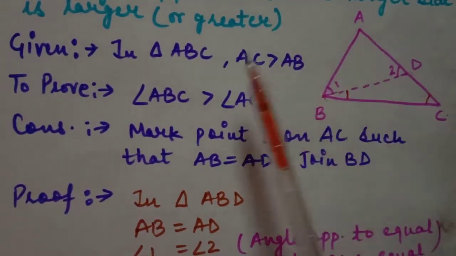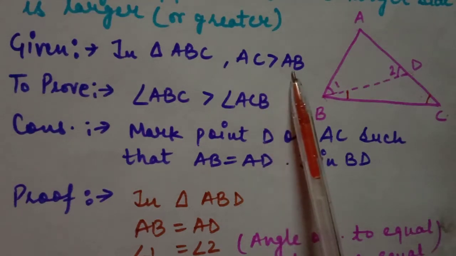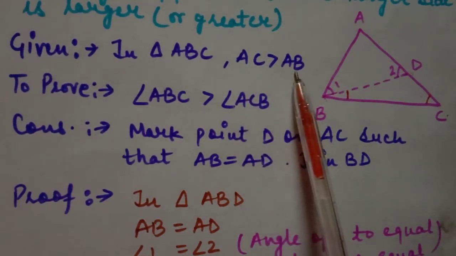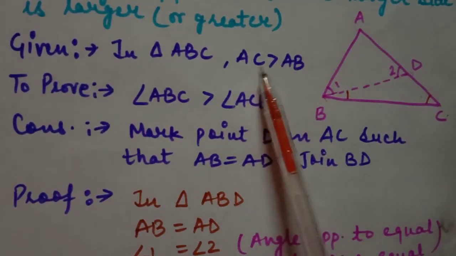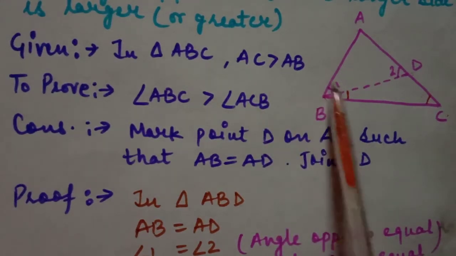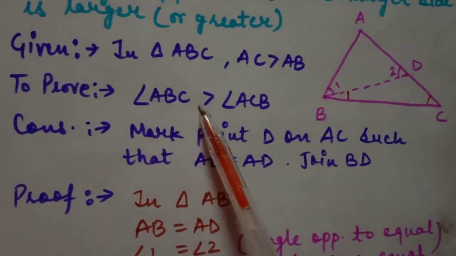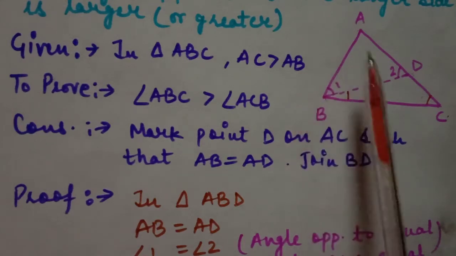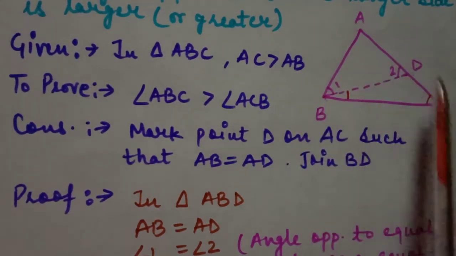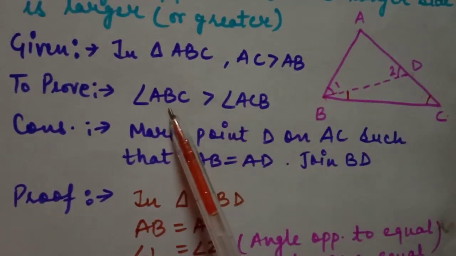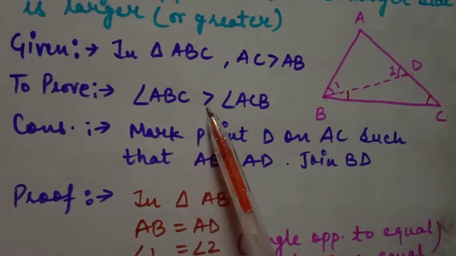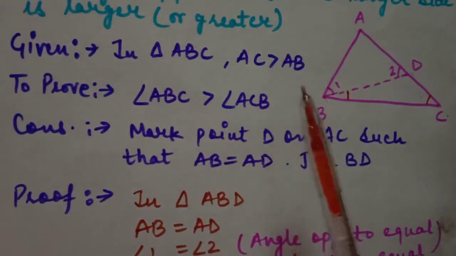In triangle ABC, we took AC greater than AB. So definitely the angle opposite to AC, which is angle B, it means angle ABC, and the angle opposite to AB, which is angle C, it means angle ACB. It means we have to prove that angle ABC is greater than angle ACB.